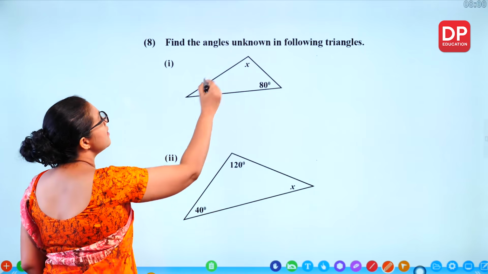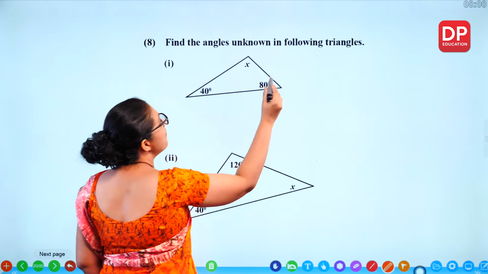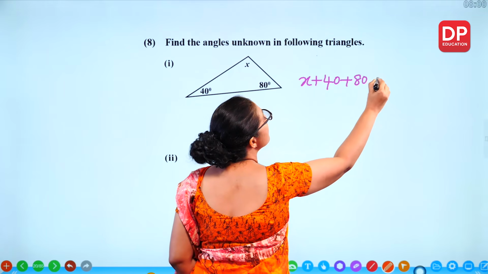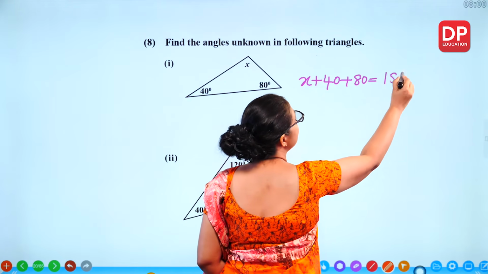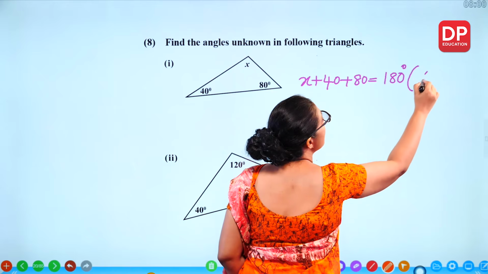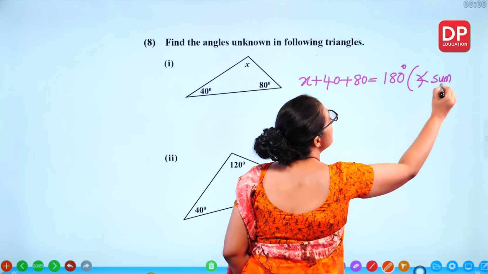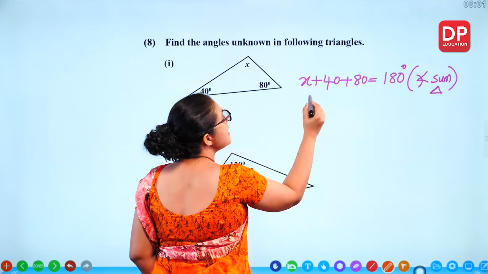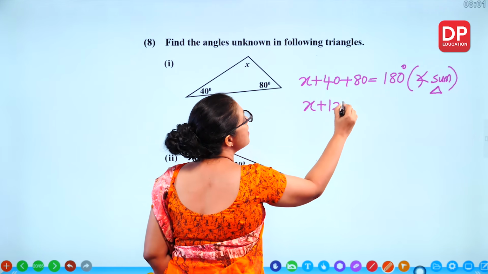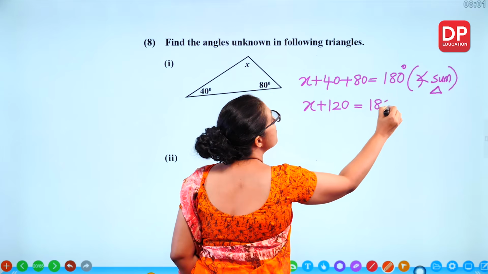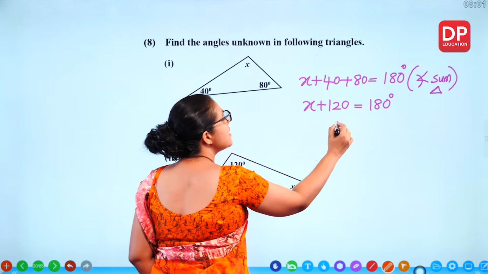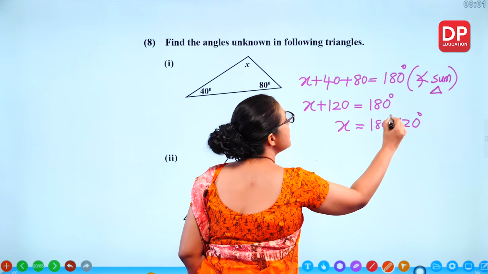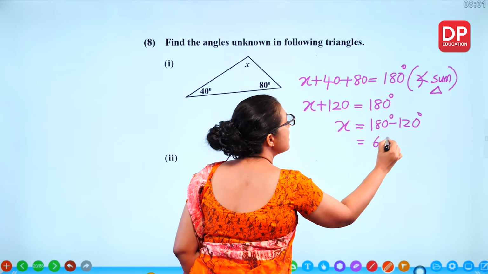Find the unknown angles in the following triangles. So we can use the sum. x plus 40 plus 80 is 180. That's the angle sum of a triangle. 40 plus 80, you get 120. Now subtract 120 from both sides. You get x equals 180 minus 120. That's 60 degrees.